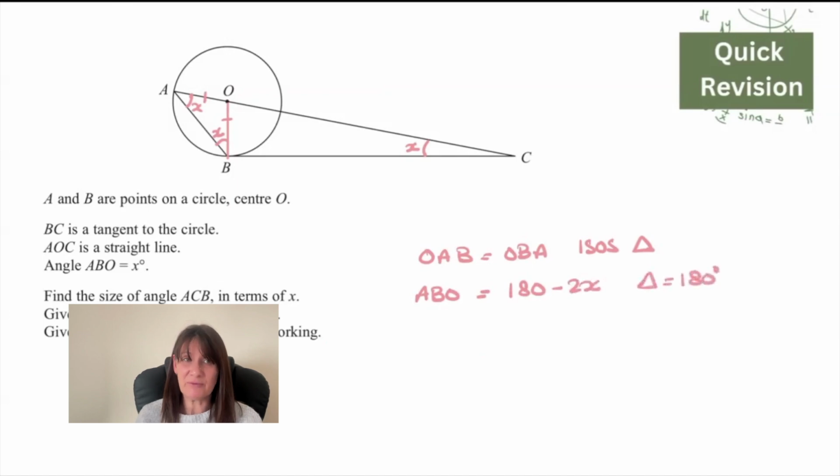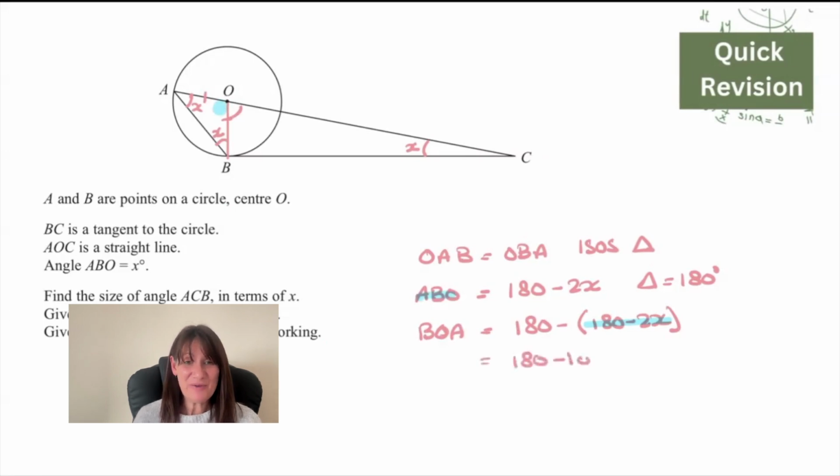Now, there isn't enough room for me to write that one on, so I'm going to leave that for the moment. BOA lies on a straight line with ABO, so I can use that fact to help me solve it. 180 take away 180 minus 2x, that is the value of ABO, which we didn't mark on the diagram because there wasn't enough room. Careful with the expanding. The two negatives are going to create that positive 2x. And then you end up with BOA equaling 2x. You can mark that on the diagram.